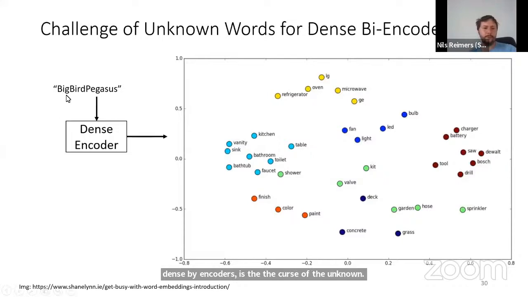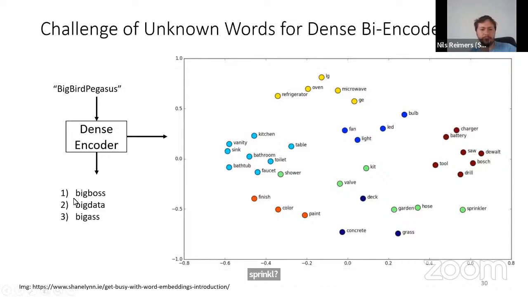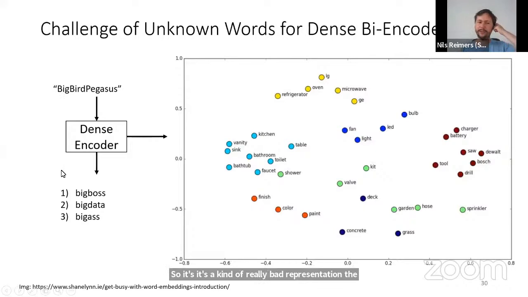So if you take a new word, for example, BigBird Pegasus, which is a special type of transformer architecture, and you encode it in a dense vector space, the model has to put this word, which it has never seen, somewhere in the vector space. So is it similar to bathroom? Is it similar to drill or sprinkler? The most similar words are actually big boss, big data, and big S. So it's a really bad representation of the word. If you search for BigBird Pegasus, you might find documents talking about big data, which is not really connected to what you're searching for.